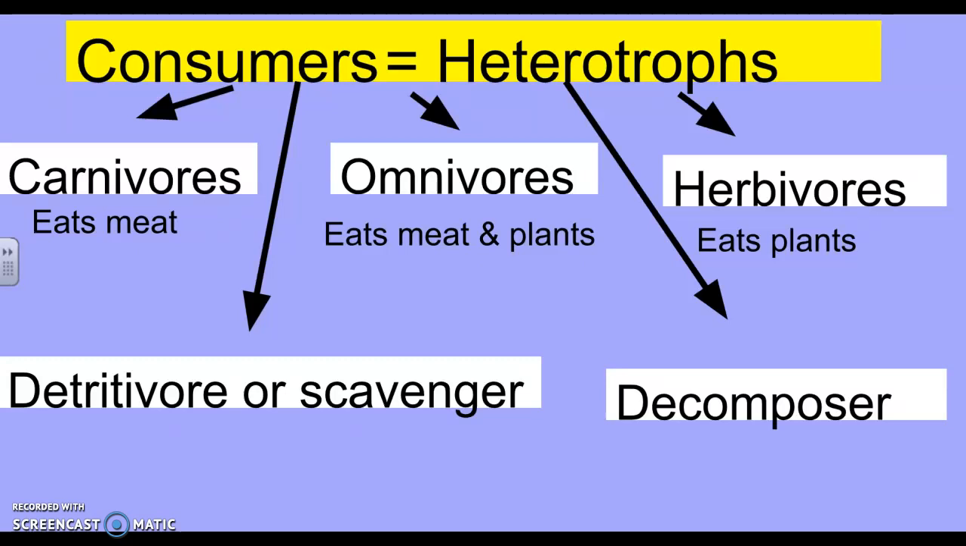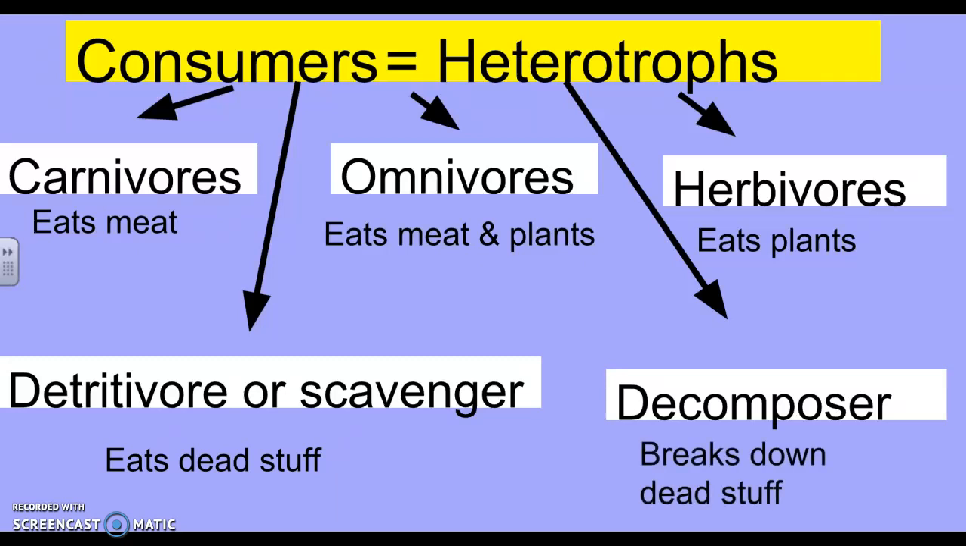And then the next one, detritivore. Detritivores are also called scavengers. So a simple word for detritivore is a scavenger. They're going to eat dead stuff. And then obviously you all know about a decomposer. They're going to break down dead stuff. And really, there's only a few examples of decomposers. We just finished talking about fungi. They're decomposers. And then bacteria are also going to be decomposers.